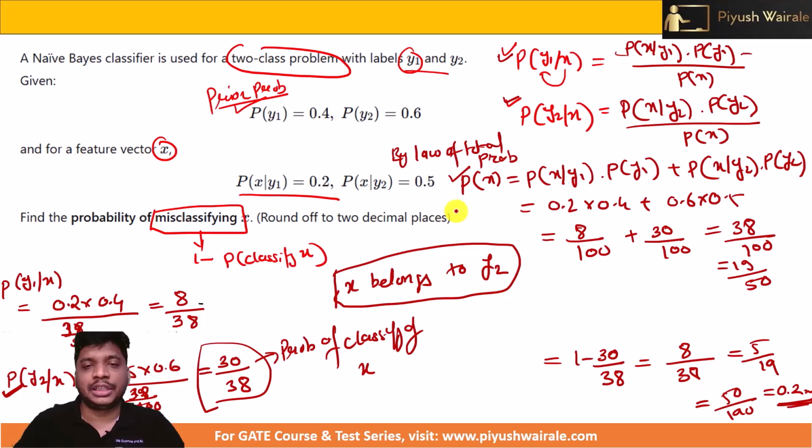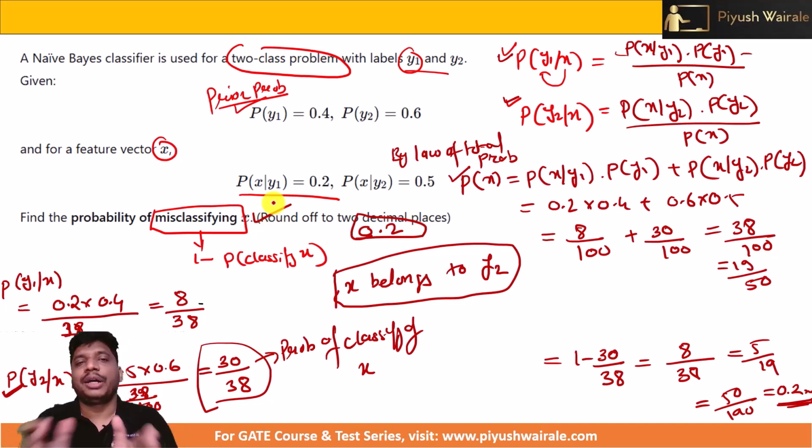You can do the calculation. So the answer will be 0.2 something here, up to 2 decimal places. So I hope you understand the concept here, what we have done, right? This is what we need to do.